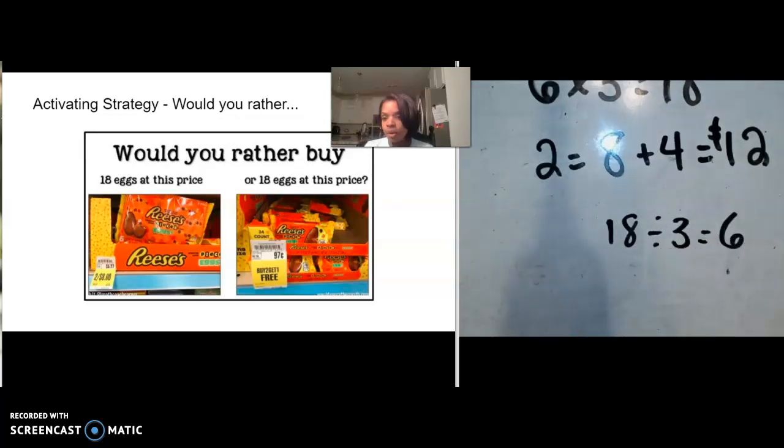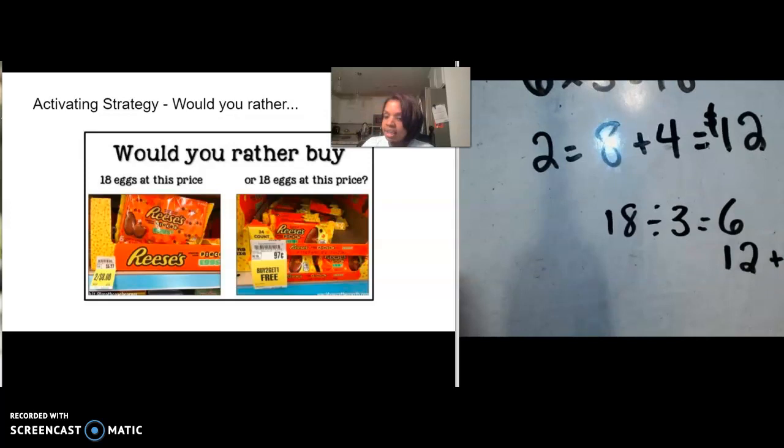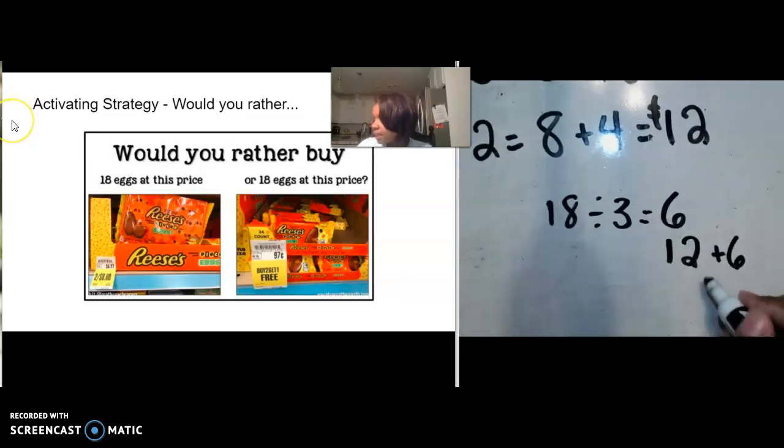So if I buy 2, I get 2 groups of 6, which is 12 eggs. And then 1 group of eggs that's completely free, and that would be 6. That would be completely free. So 12 plus 6, again, let me slide that over, would be 18 eggs.